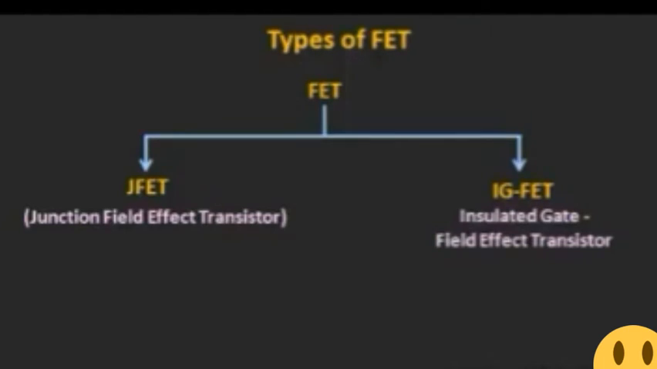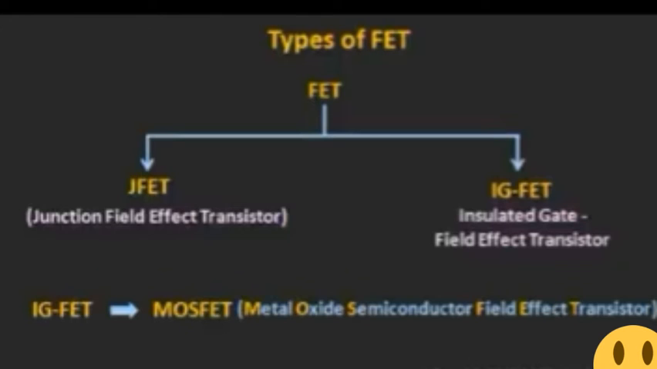Now let us see the different types of FET. Basically there are two types of FET. The first is the junction field effect transistor, JFET, and the second type is the IGFET, known as the insulated gate field effect transistor, and the MOSFET is the most common type of IGFET. So let us briefly discuss the types of FET.